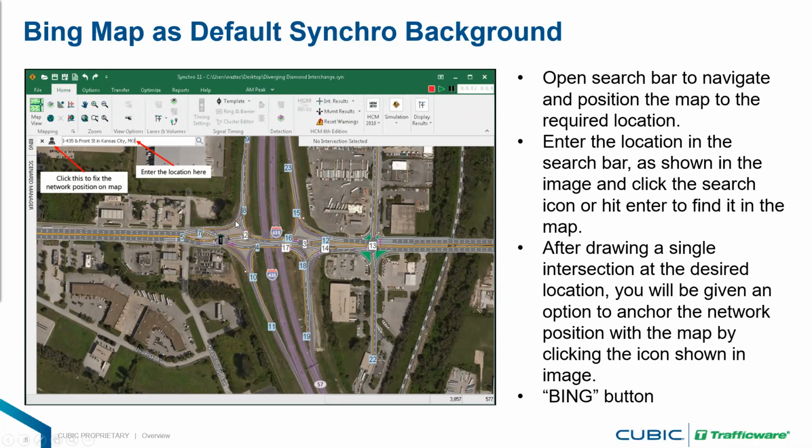Now you're going to draw the first intersection. You could draw multiple, it doesn't matter. After you draw the first intersection, you'll see there is an option, and this option will help you fix the network with the map, because at first the network will not be stuck to the map. You need to come here and fix the position.